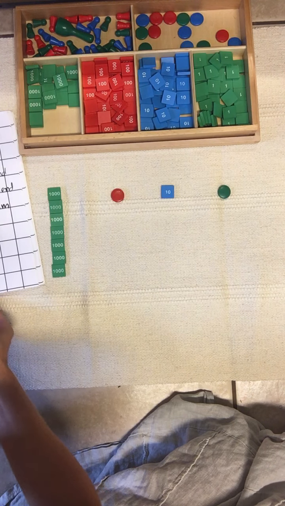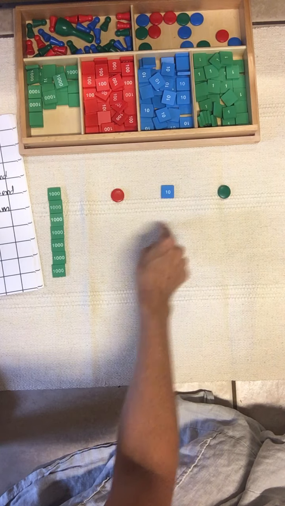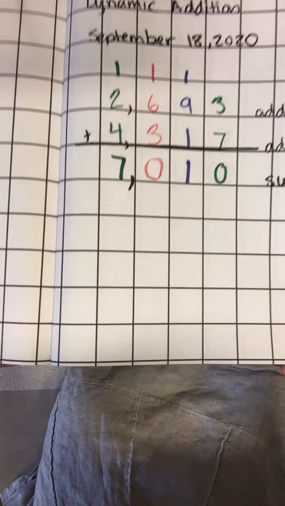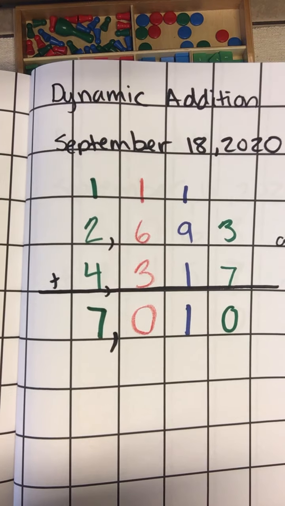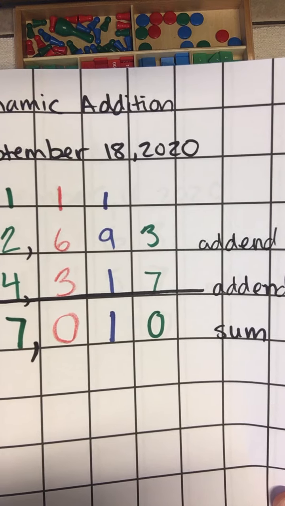And we have our sum. Our sum is 7,010. I'm going to show you what that looks like here. 7,010. That is our sum.